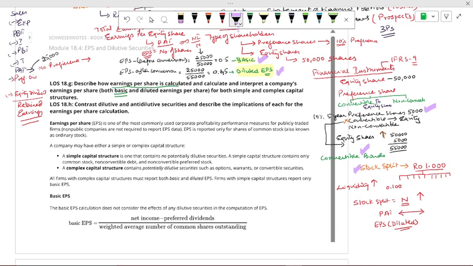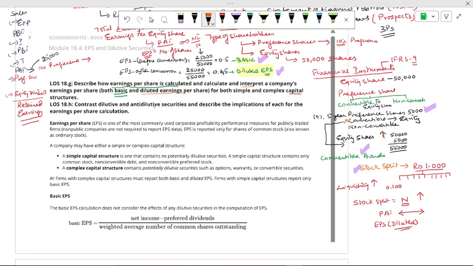Fine? Fine. Now coming back to this. The moment you go step by step with numbers, automatically you will understand what we have discussed. Describe how earning per share is calculated and calculate and interpret a company's earning per share, both basic and diluted earning per share, for both simple and complex capital structure.